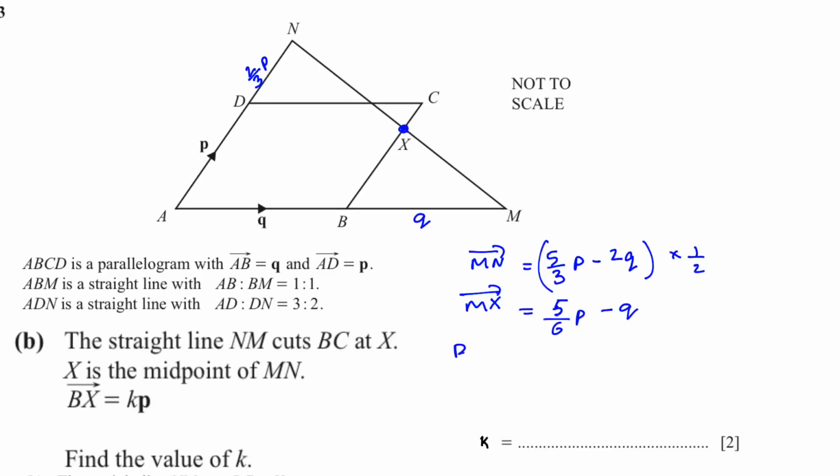We want to find BX. For finding BX, we can use the vectors BM plus MX. BM is Q and MX we just found is 5/6 P minus Q. The Q will get cancelled and we are left with 5 over 6 P. So K is 5 over 6.